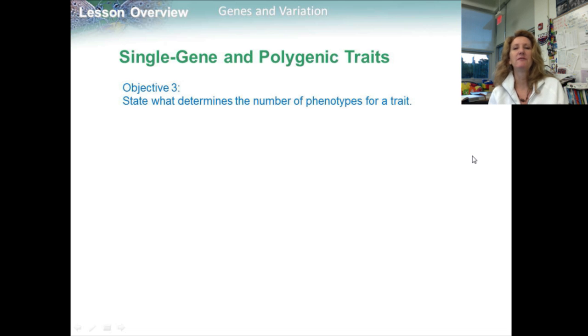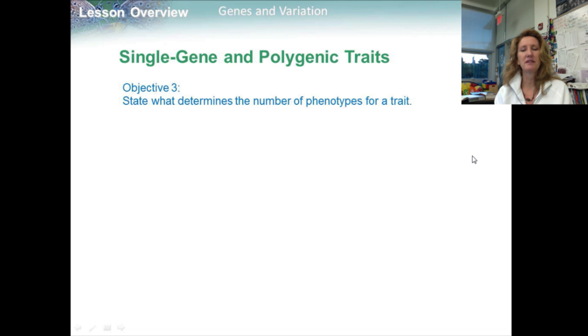Objective 3. State what determines the number of phenotypes for a trait. A single gene trait is a trait controlled by only one gene. Single gene traits may have just 2 or 3 distinct phenotypes. The most common form of the allele can be dominant or recessive.